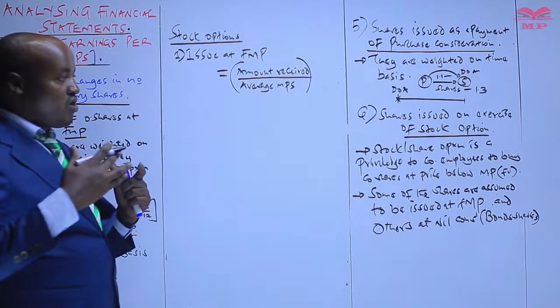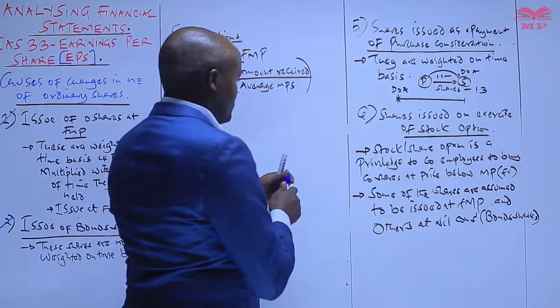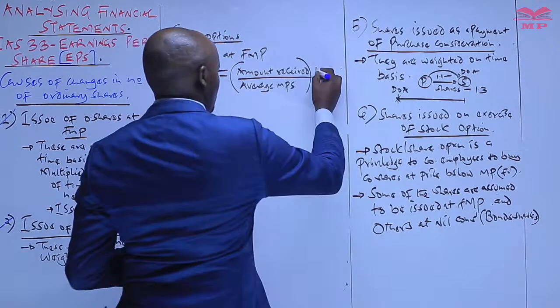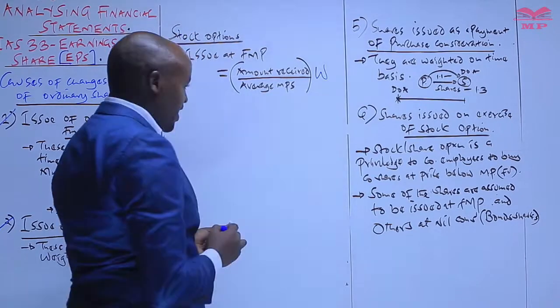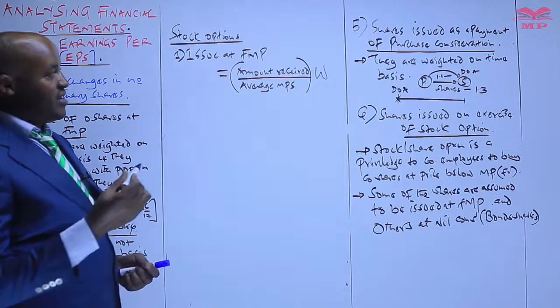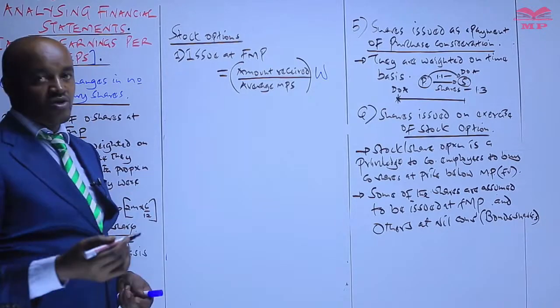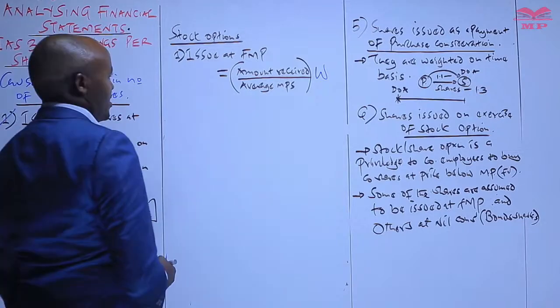Then you have to recall the rule that anytime the company issues shares at full market price, the rule is that you weigh those shares on time basis. You multiply those particular shares with the proportion of time they were held during that year. If they were held for 6 months, you multiply that with 6 months out of 12. If they were held 3 months, you multiply that with 3 out of what?